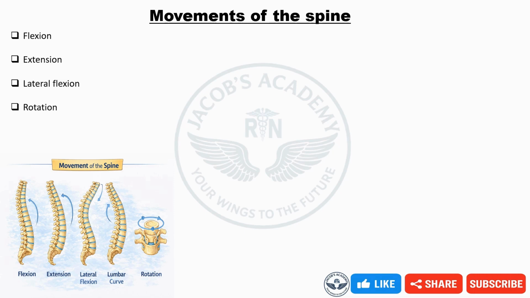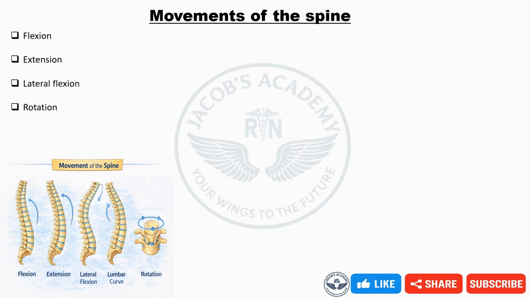First one is flexion. Flexion means bending the spine forward. For example, when you bend forward to touch your toes, this movement is called flexion. Flexion mainly occurs in the cervical and lumbar regions of the spine. So next one is extension.